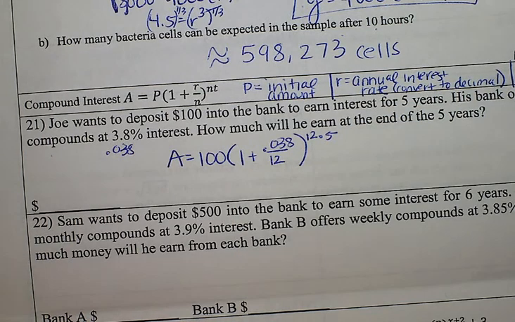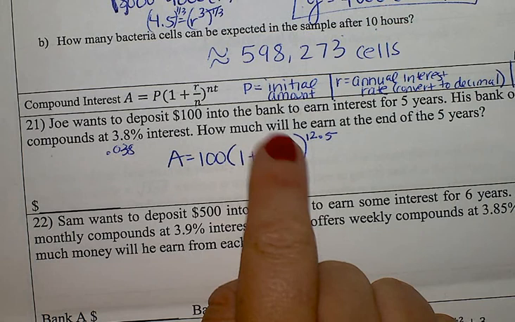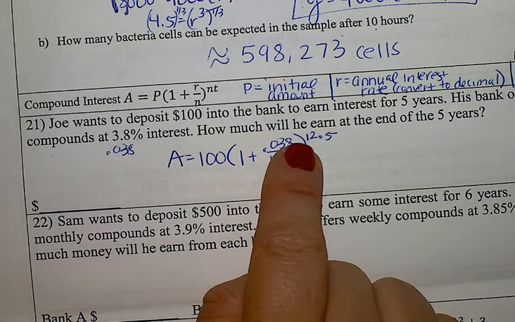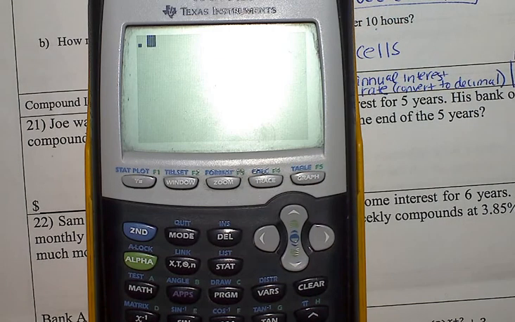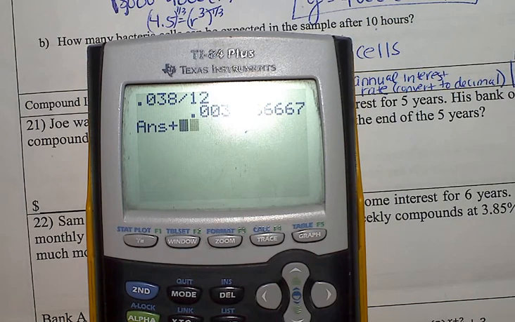The rest is all done on a calculator. So grab your calculator. We're going to do it together. Now, we're going to start with parentheses. Do you think I should do the fraction first or the 1 first? What makes more sense? It should be the fraction and then add 1. So here we go. Ready? 0.038 divided by 12. Get an answer. Add 1 to it. We now have the answer for what's inside the parentheses.